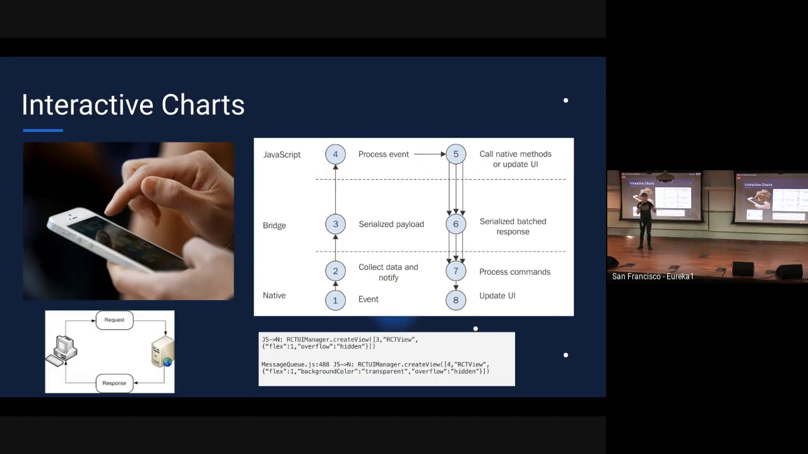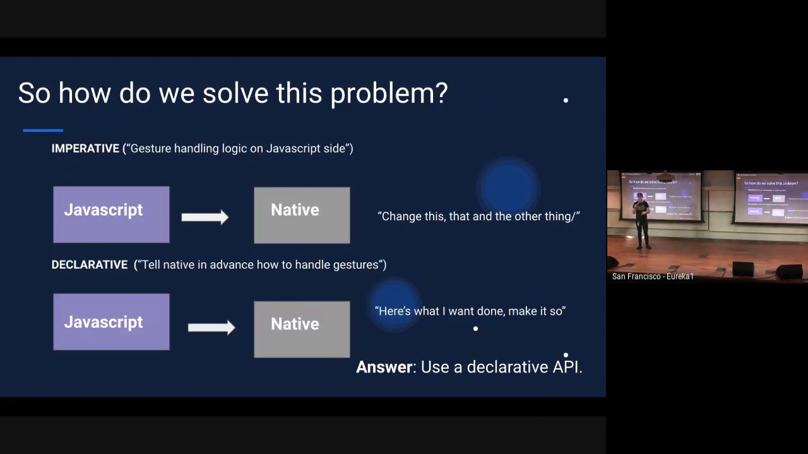And the JavaScript thread, which handles all of your other business logic, could get very slow. Your users would start to notice weird things like animations slowing down, things not being executed properly. So how do we solve this problem? Well, another approach that we might take would be a more declarative approach.